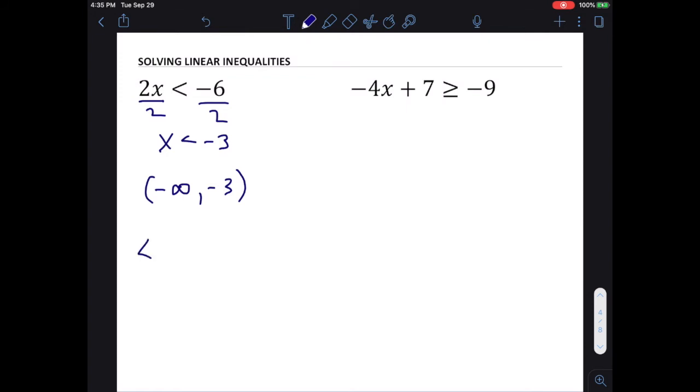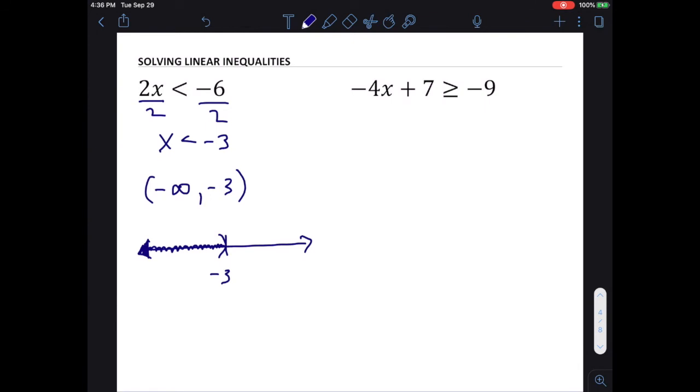And then we can also graph that on a number line to draw a little picture so we can see all the numbers that it represents. So we're going to throw a negative 3 in the middle, and we're going to put a parenthesis facing to the left. And then we fill everything in, shade everything in, all the way to negative infinity. There we go.